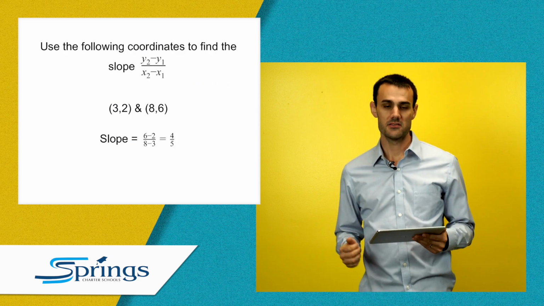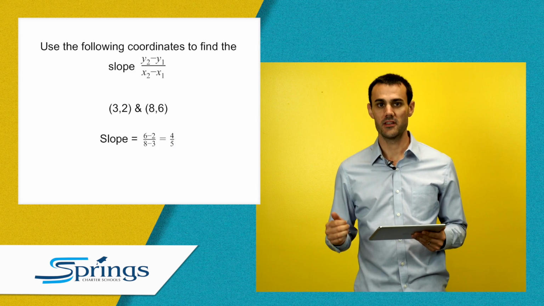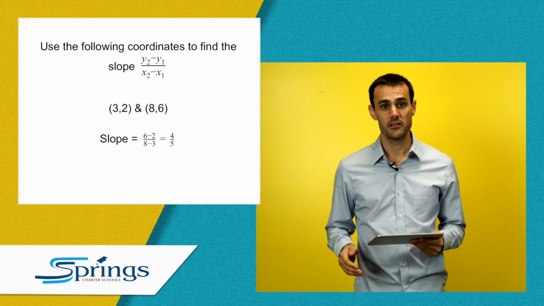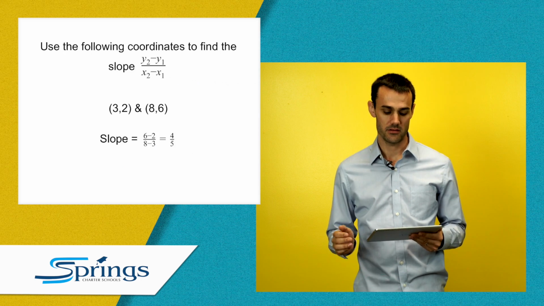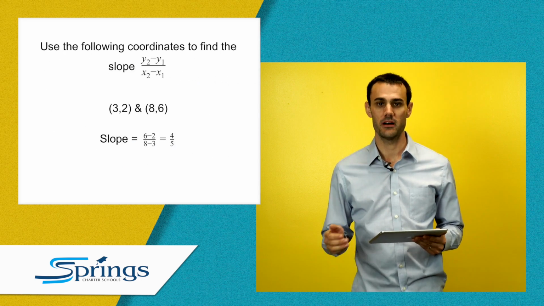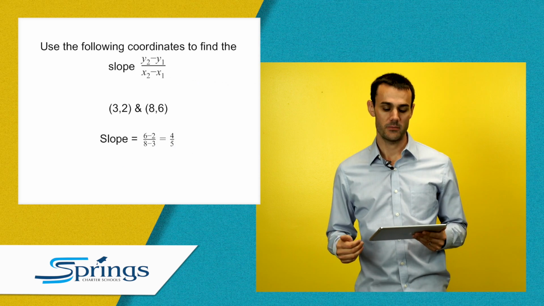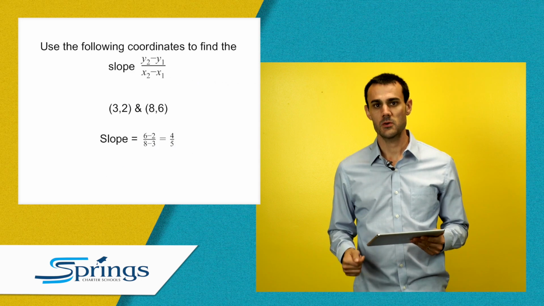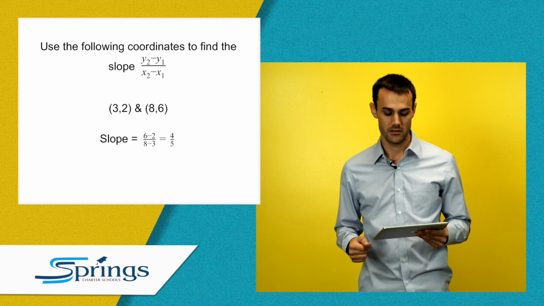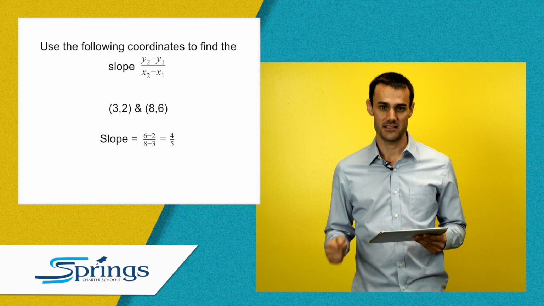Okay, we're going to use the following coordinates to find the slope of the line. Notice we have no graph here, so we're not having a visual, we're just working with coordinates in order to find the slope of the line. And I've listed the formula here: y2 minus y1 over x2 minus x1. The coordinates we're working with today are (3, 2) and (8, 6).